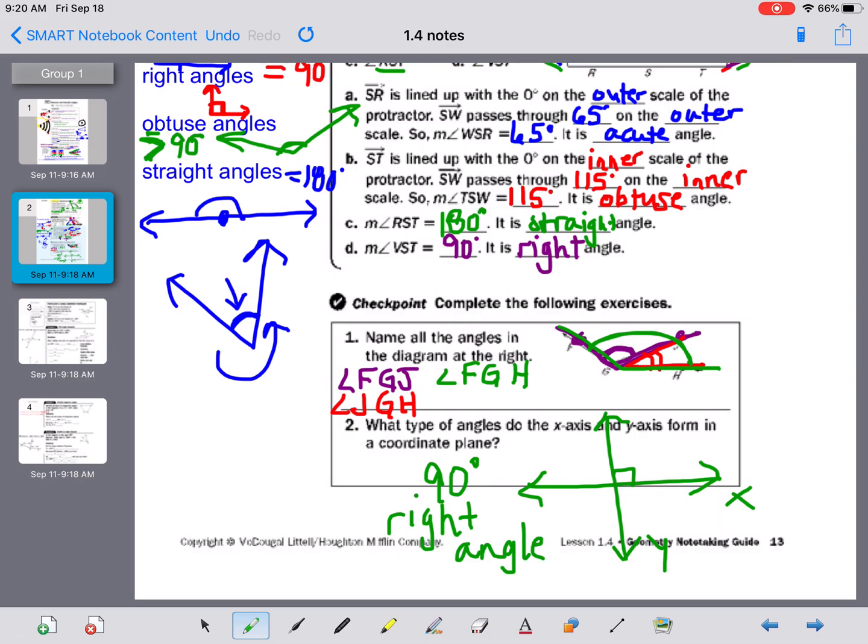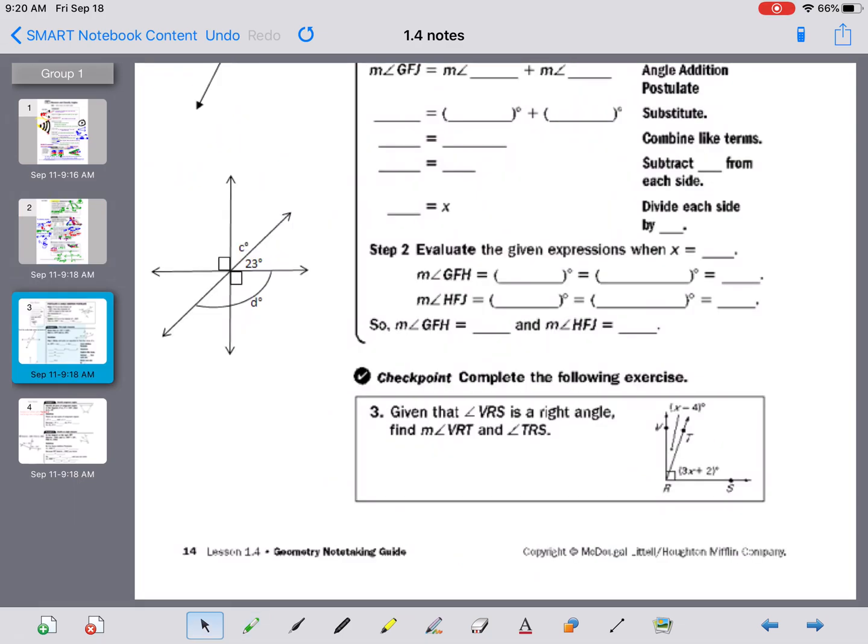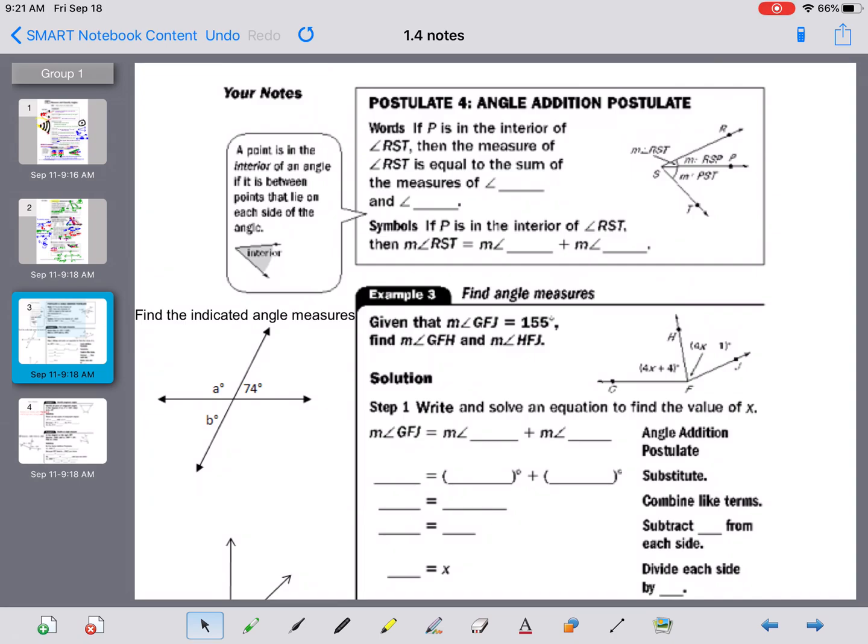All right, let's move on to page 3. I've got a lot going on here, stuff in the margin, and obviously another postulate. Are you ready for this postulate? It says if P, right here, is in the interior of angle RST, then the measure of angle RST is equal to the measure of angle RSP plus the measure of angle PST. So again, in symbols, if P is in the interior, then angle RST equals the measure of angle RSP plus the measure of angle PST.